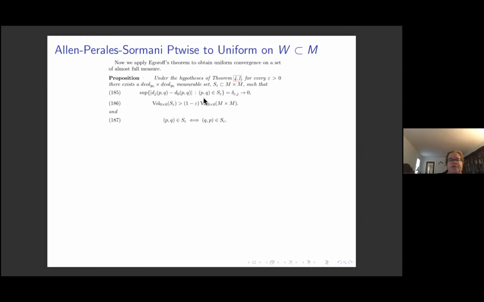So here's what we get from Egoroff's theorem. We now have that under the hypothesis of our theorem, for every epsilon, there is some volume G naught measurable set S epsilon, sitting in M cross M, such that the sup of the distances with PQ in S epsilon equals some delta epsilon J goes to 0, and the volume of S epsilon is bigger than 1 minus epsilon, the volume of the M cross M, so it's almost the whole volume, and PQ in S epsilon if and only if Q and P are in S epsilon. So we have the symmetry. This extra symmetry comes from the fact that it's really about gammas. It doesn't matter which way the geodesic gamma goes.